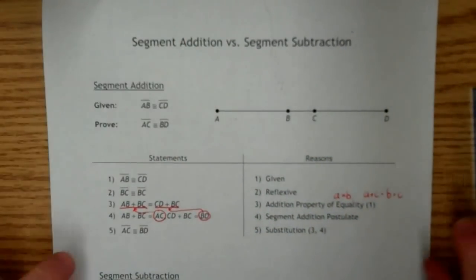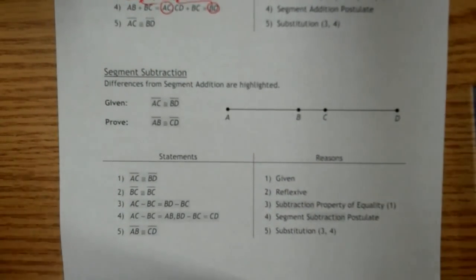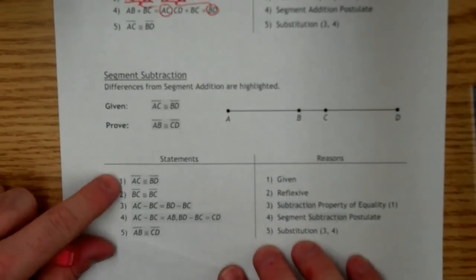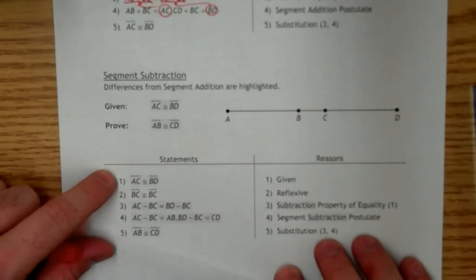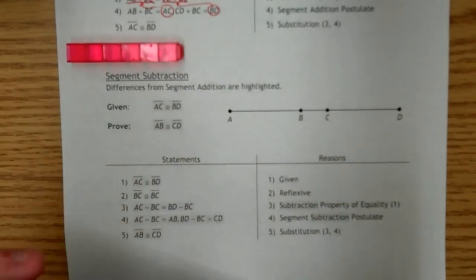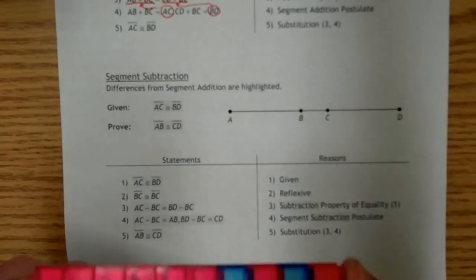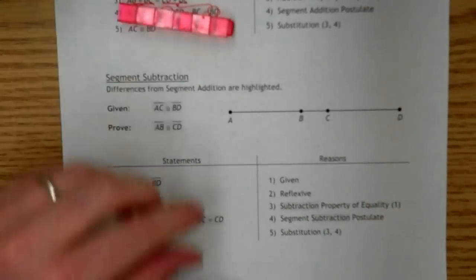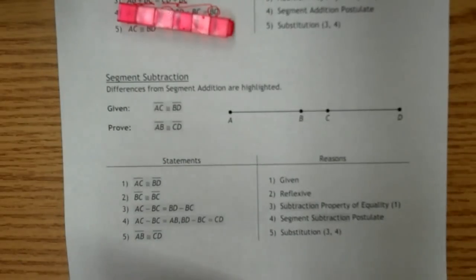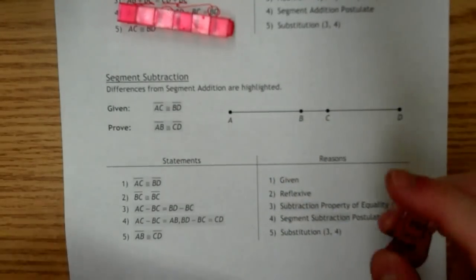Now, segment subtraction works much the same way, except we're going to start from the big pieces and subtract out the middle piece. So just like in segment addition, I state my given, which in this case is that the big segment is congruent to the other big segment. So this would represent AC, and this would represent BD. And in the middle, I have again BC.